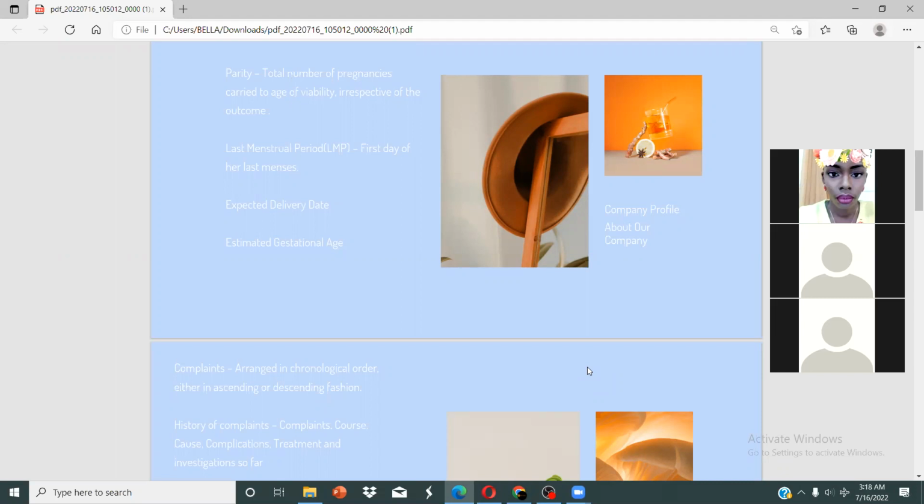Yes. Okay. So to be sure that you guys understood, I'll give you something to work out, and then you tell me the expected delivery dates. So let's use 7th of October. Yeah, let's use November. 7th of November 2021. That's our LMP. So what's our EDD?